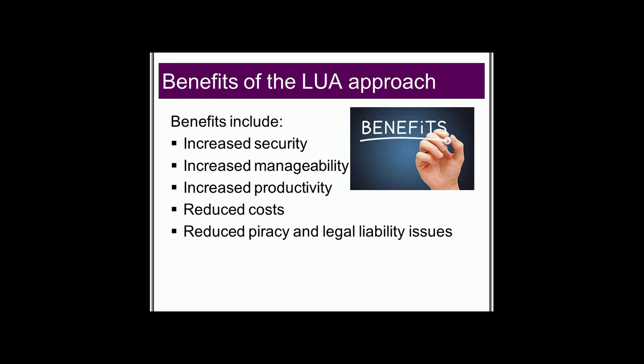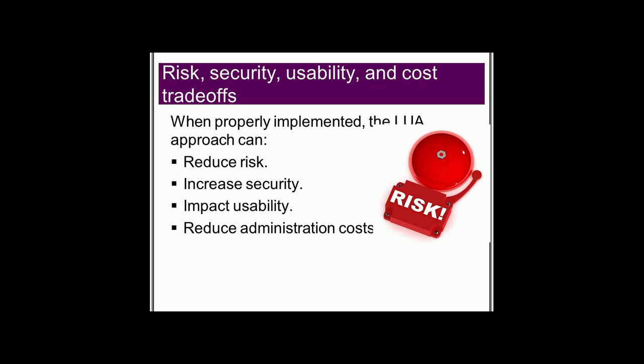Right? Good. So, risk, security, usability, and cost trade-offs. With all this that we're speaking of, like a lot of different approaches that we can take to network management, when we adopt this LUA method, it involves us making a business decision. We have to weigh the trade-off between our risks, our security, the usability for our employees and our other users, and the cost that's going to be involved. So when we properly implement this LUA approach, we can reduce risks, increase security, impact usability, and reduce administrative costs.